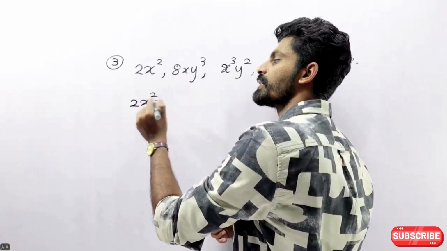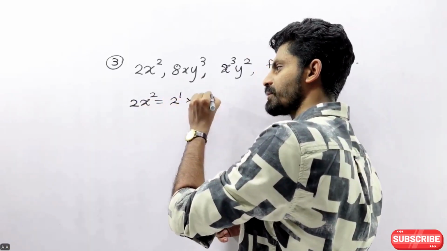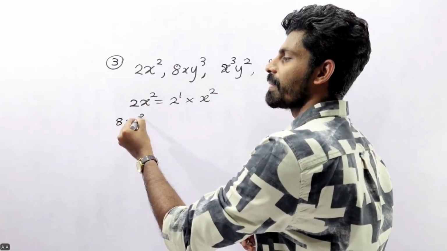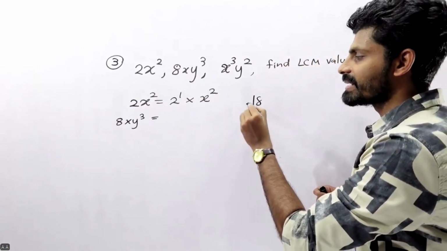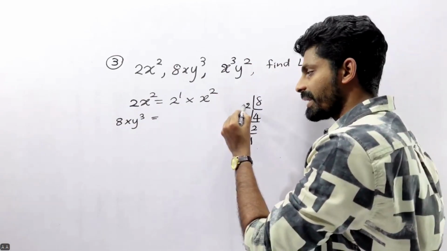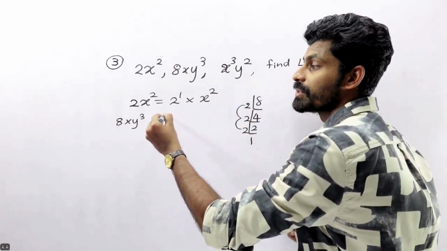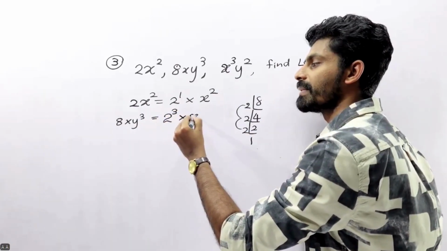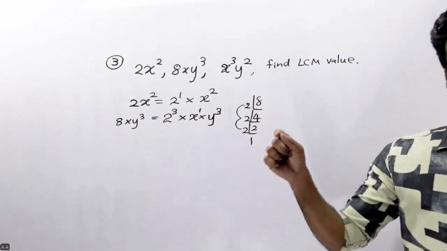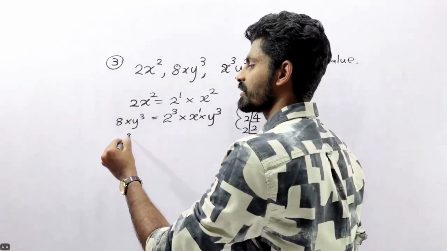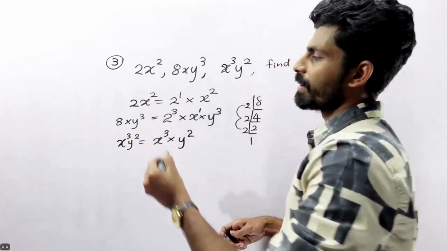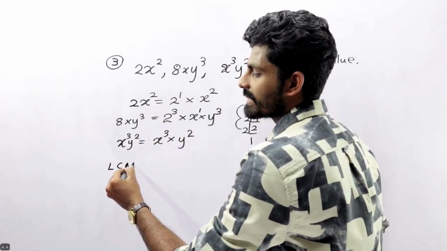2x to the power 2 means 2 to the power 1 multiplied by x to the power 2. 8xy to the power 3 means 8 divided by 2 is 4, 4 divided by 2 is 2, 2 divided by 2 is 1. So 8 means 2 multiplied by 2 multiplied by 2, that is 2 to the power 3 multiplied by x to the power 1 multiplied by y to the power 3. X to the power 3 y to the power 2 means x to the power 3 multiplied by y to the power 2. What is the LCM value?